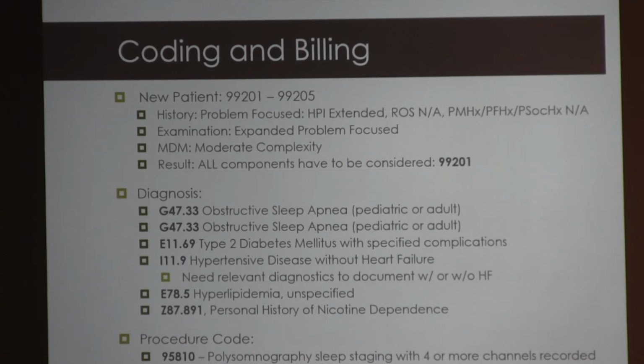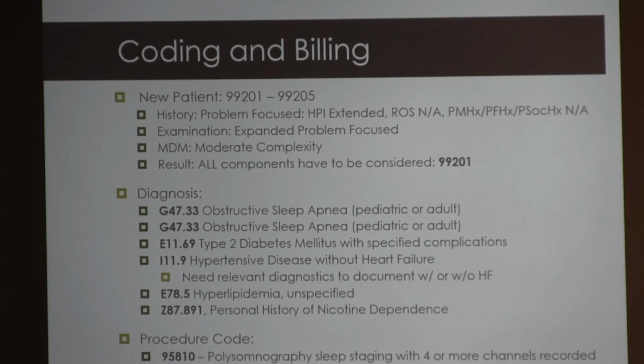In our diagnosis, as you can see here, I apologize for the repeat, G47.33. But also we bill for the diabetes, we bill for the hypertension, we bill for the hyperlipidemia, and the personal history of nicotine dependence. This gives the coder and the biller all of the documentation that they need to support ordering a polysomnography. The procedure code will be 95810, polysomnography sleep staging with 4 or more channels that are recorded.